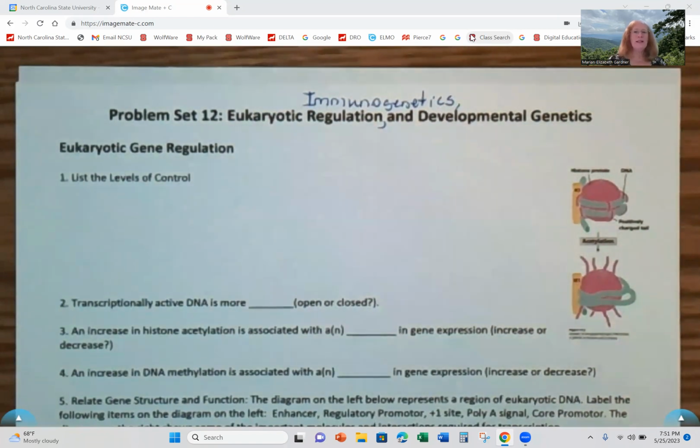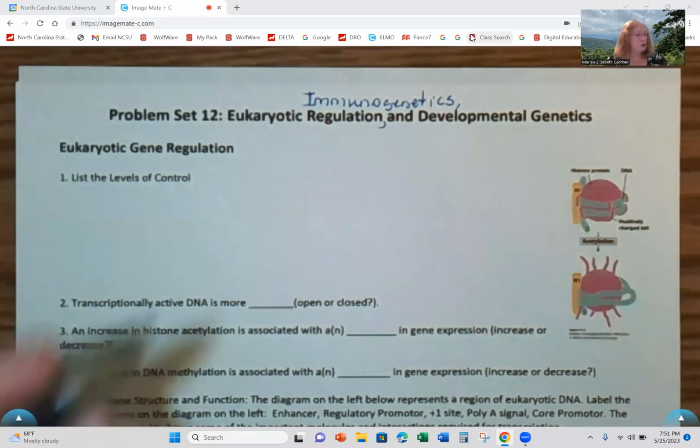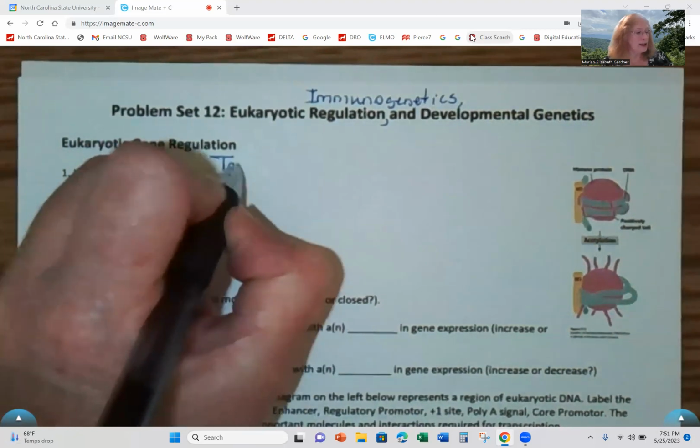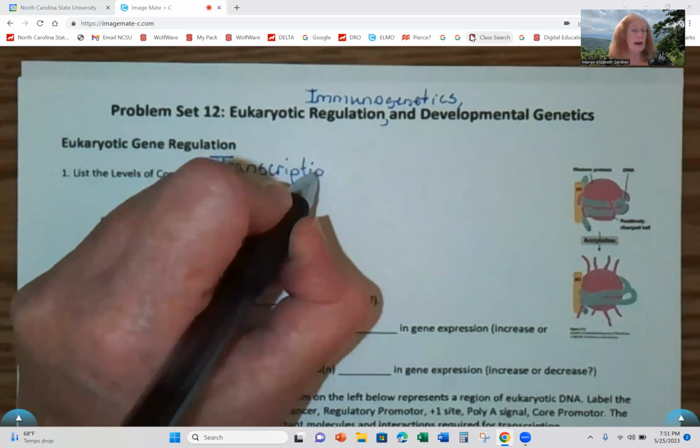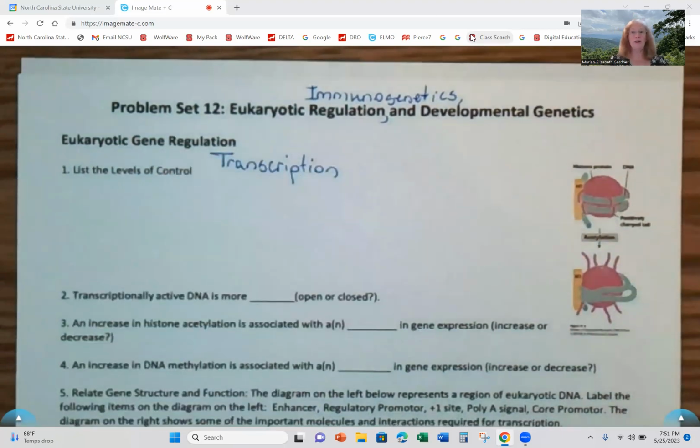First, let's talk a little bit about the levels of control for eukaryotic gene regulation. These are gone over in detail in your lectures, so I won't expand upon them here, but at least let's just list a few. In prokaryotes, we said that the main level of control is at the level of transcription. And that is certainly a level of control for eukaryotes as well.